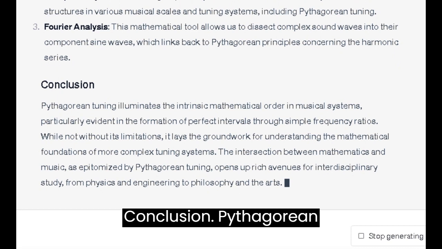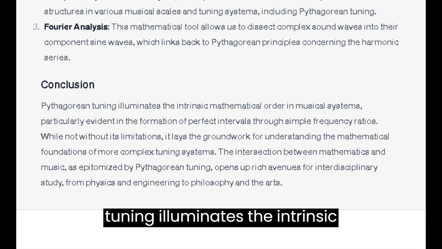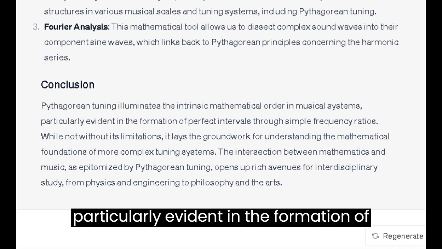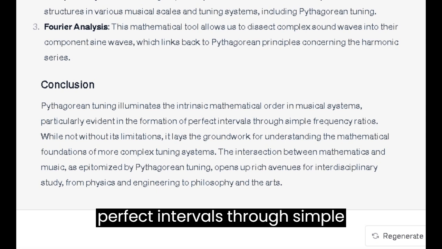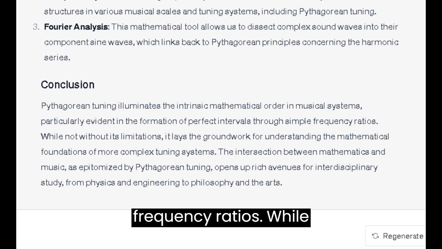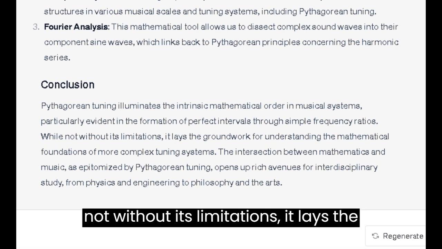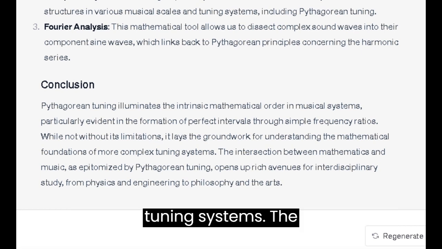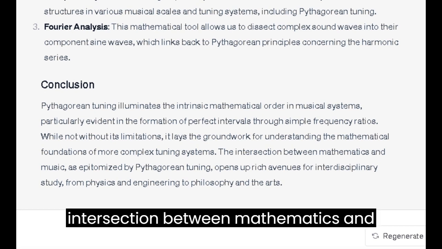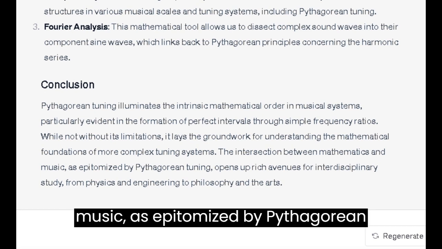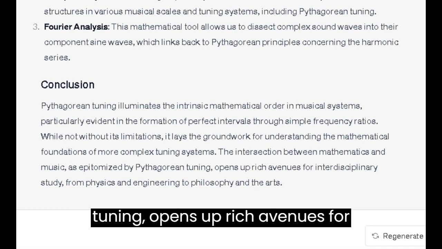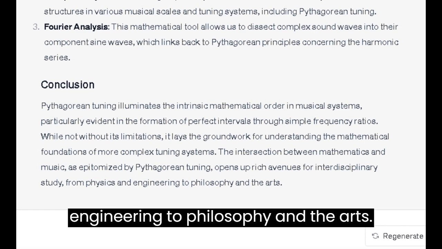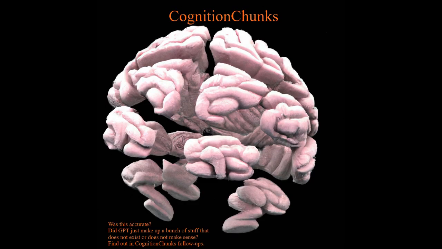Conclusion. Pythagorean tuning illuminates the intrinsic mathematical order in musical systems, particularly evident in the formation of perfect intervals through simple frequency ratios. While not without its limitations, it lays the groundwork for understanding the mathematical foundations of more complex tuning systems. The intersection between mathematics and music, as epitomized by Pythagorean tuning, opens up rich avenues for interdisciplinary study, from physics and engineering to philosophy and the arts.